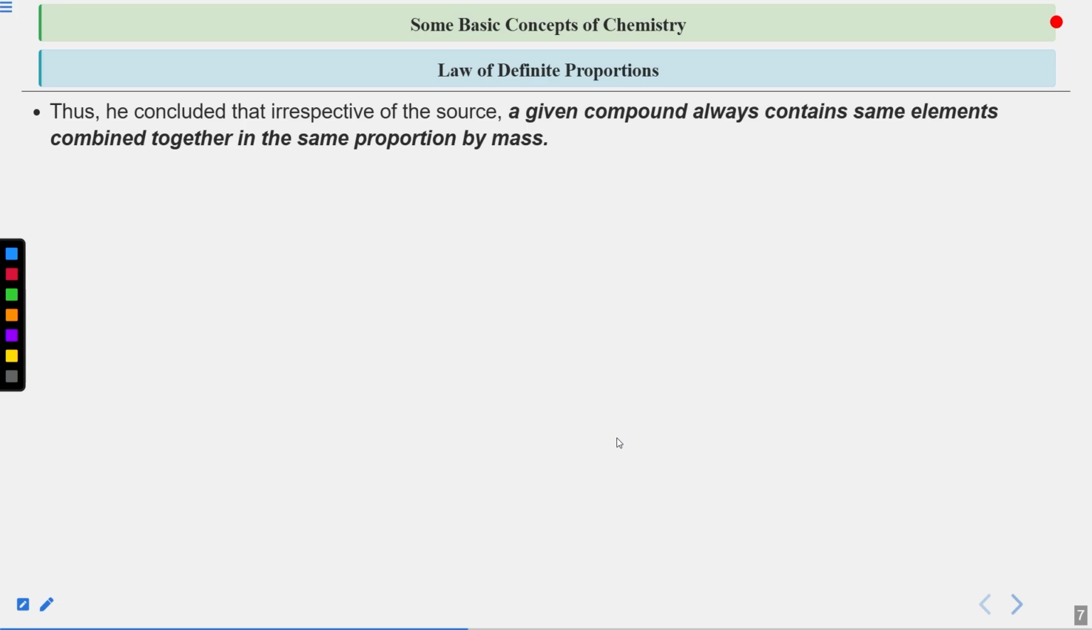Now, next, he concluded that irrespective of the source from which we are taking that compound, a given compound will always contain the same elements combined together. So this was the second conclusion. The previous conclusion was related to qualitative sampling, and this is related to quantitative sampling, where we are specifying that your elements will be the same and their proportion will also be the same. So they contain the same elements combined together in the same proportion by mass.